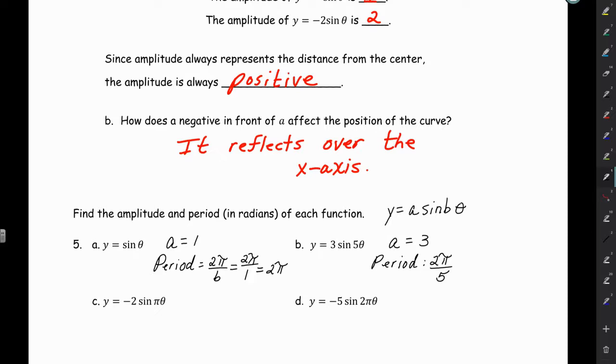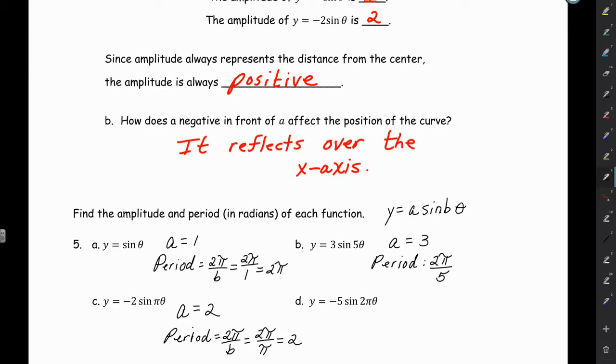For letter C, the amplitude is 2. Now be careful. This is where you could trip up a little bit. The amplitude is just 2. Don't write negative 2. Amplitude is distance from the center. It's always positive. That negative is going to tell me I reflect over the x-axis, but it doesn't have anything to do with amplitude or the distance from the center. So for letter C, amplitude is equal to 2, and the period is going to be equal to 2 pi over B. In this case, B is pi, so the period is equal to 2. So for letter C, amplitude is 2, and the period is 2.